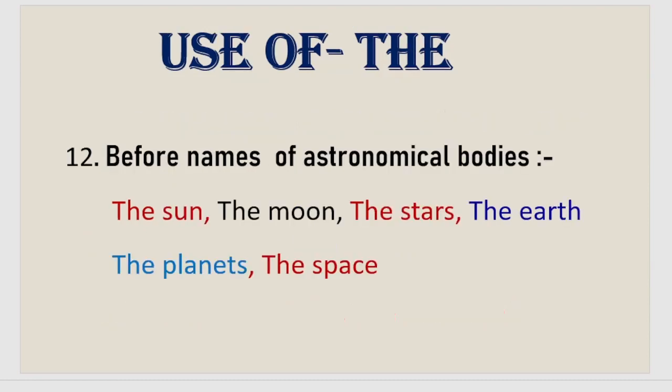We use the definite article the before names of astronomical bodies. The sun, the moon, the stars, the earth, the planets, the space. They are the astronomical bodies. So, we have used the definite article the before them.